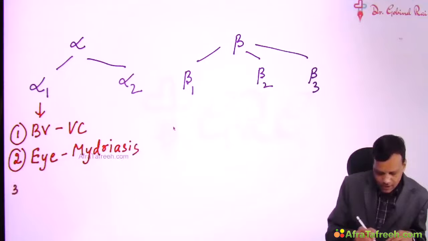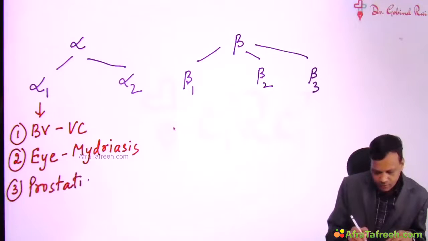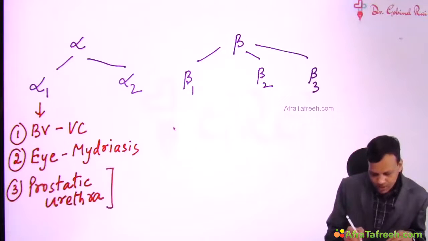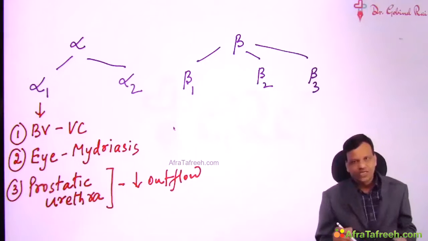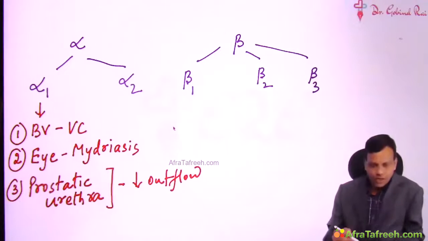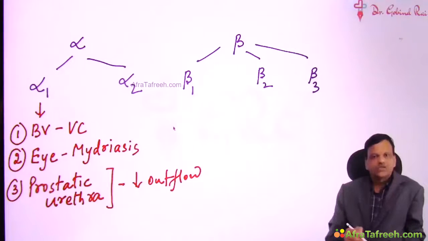And third, alpha 1 is present in the prostatic urethra. We all know the effect of the sympathetic system on urine outflow is to decrease the urine outflow. So the alpha 1 receptor in the prostatic urethra is decreasing the urine outflow. And in which prostatic condition is urine outflow already less? It is BHP, benign hyperplasia of prostate.